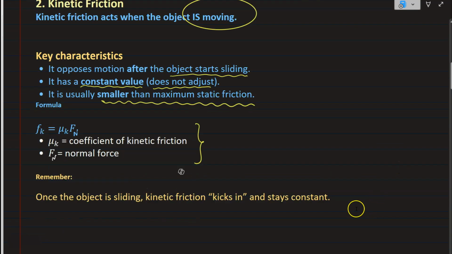All right, one specific thing that I need you to remember: once the object is sliding or moving, kinetic friction kicks in and it stays constant. Simple as that. Don't make it complicated. All right, let's look at the first question.